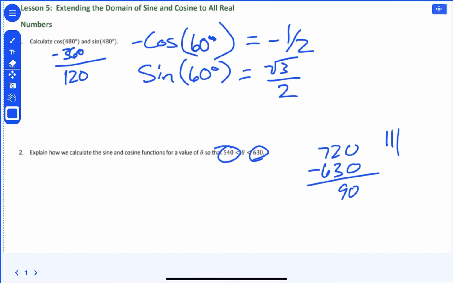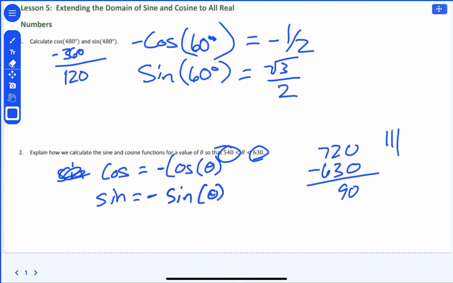Now, since we don't know theta, all we can tell is whether it's going to be positive or negative, right? Let's go with cosine and sine. The cosine is going to be negative, right? Because it's to the left. And sine's also going to be negative, right? Because we're in the third quadrant. So it's going to be a negative cosine of theta, and a negative sine of theta.